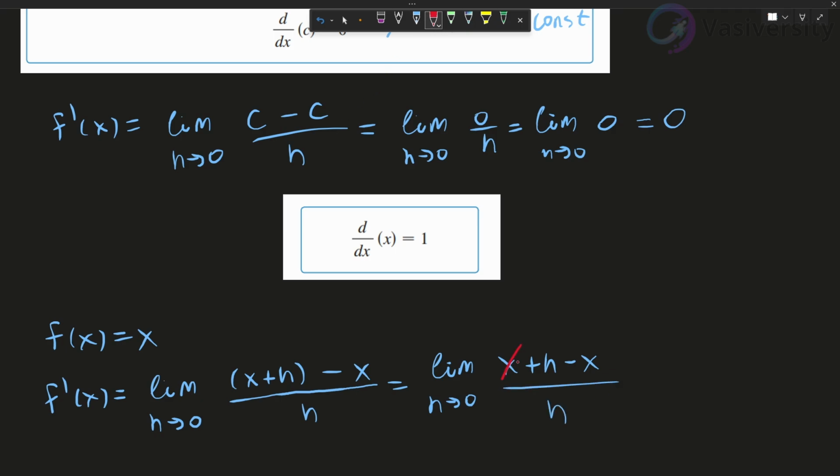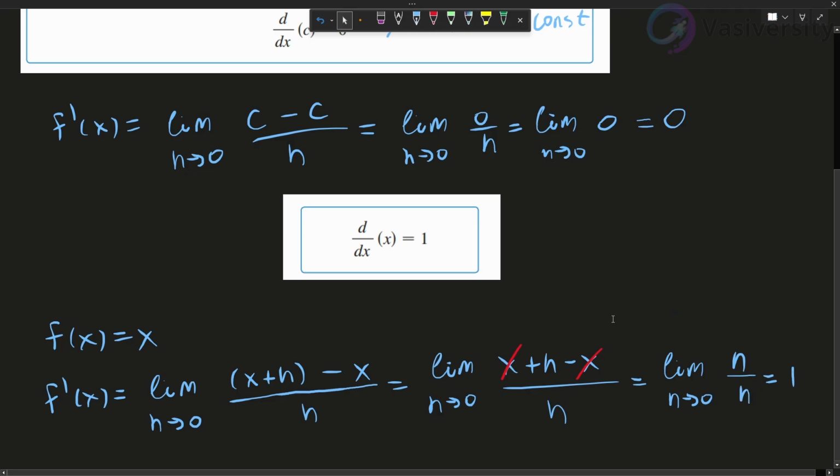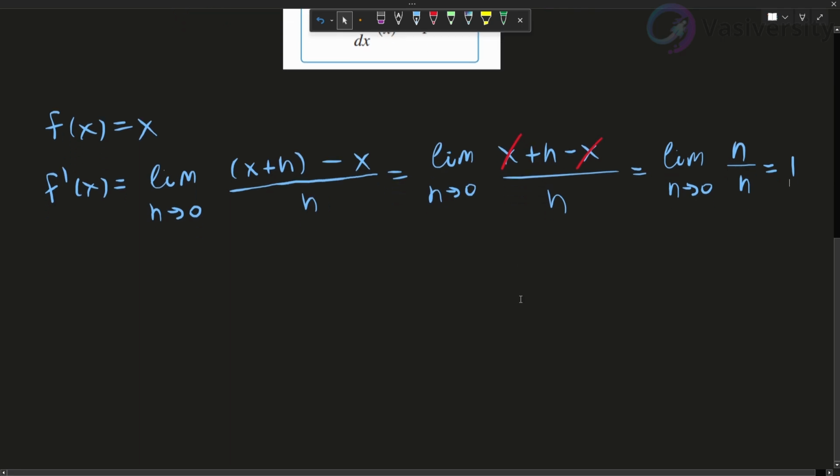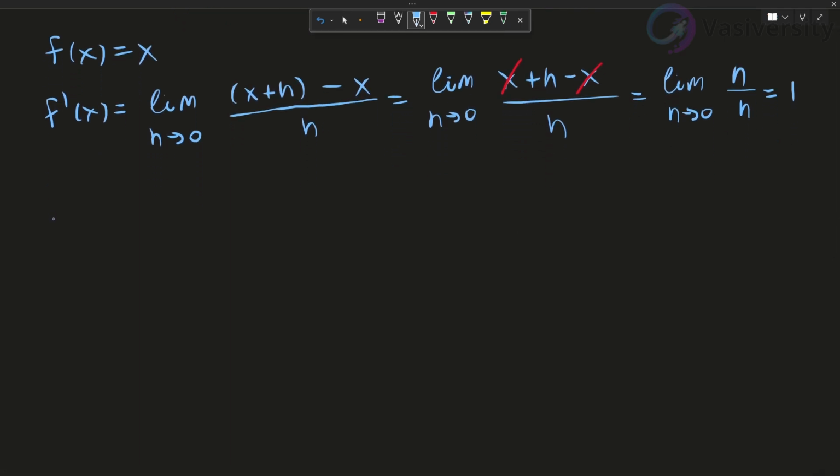So clearly we can cancel out x and x, and we will have the limit as h approaches 0 of h over h, which is equal to 1. Right, perfect. Now, let's continue our pattern. Let's go ahead and now prove that the derivative of x squared, which is x squared prime, is equal to 2x. Okay, so let's go ahead and prove it.